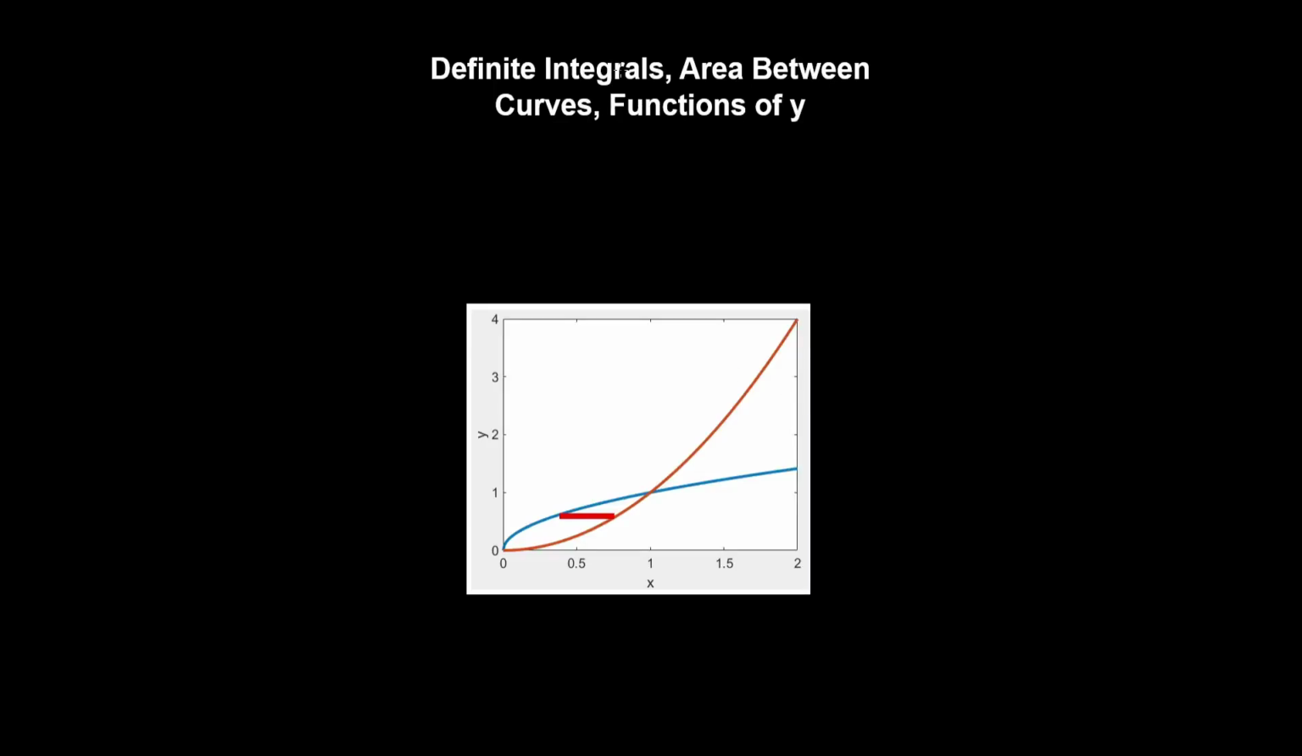We can also use definite integrals to find the area between curves using functions of y. So suppose this curve is y equals f of x, and this is another one with y equals g of x. And we choose rectangles parallel to the horizontal axes, which have an infinitesimal thickness dy. So to integrate with respect to y, we need to write x in terms of y.